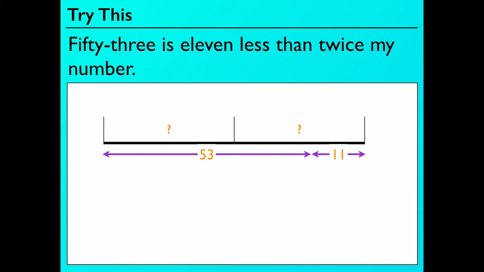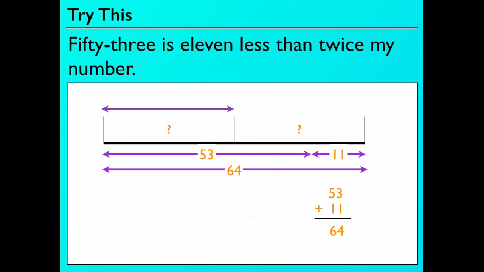So in this case, we have 53 plus 11 is the entire length. So 64 is the entire length. And that's divided into 2 spots. So 64 divided by 2, 32, is the length of my number.